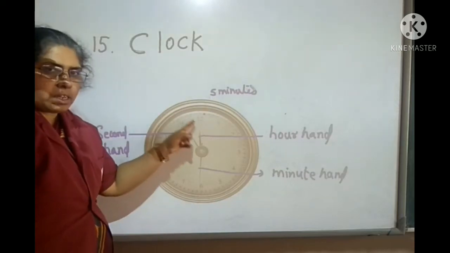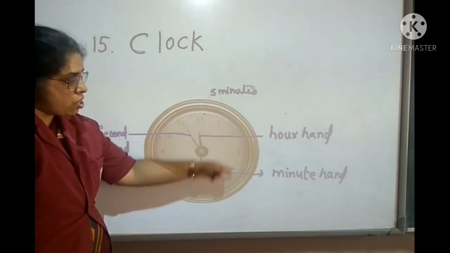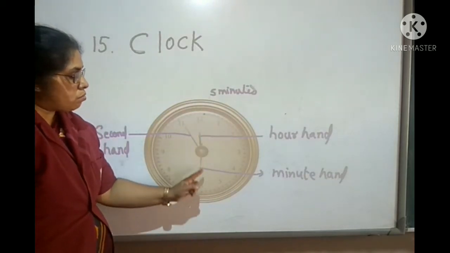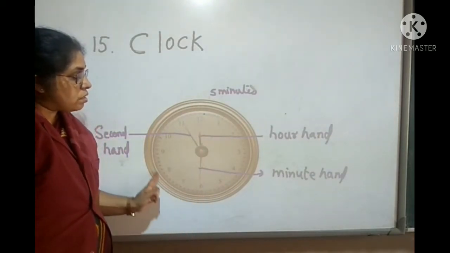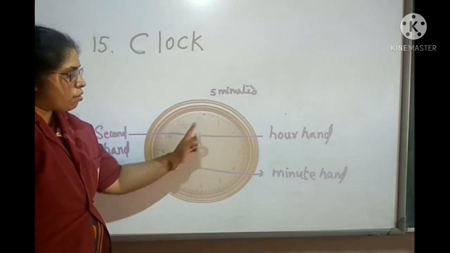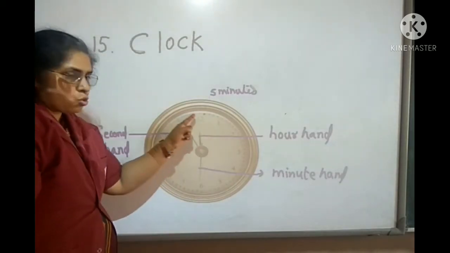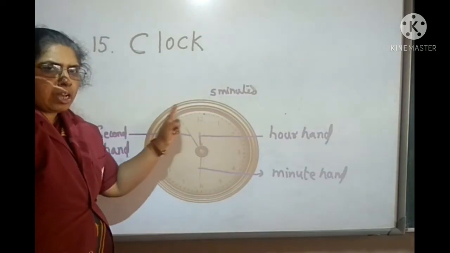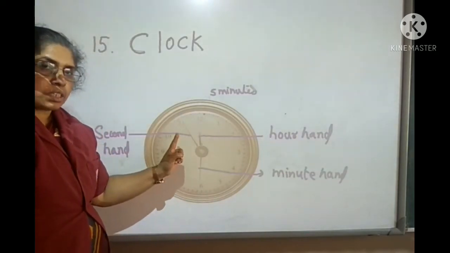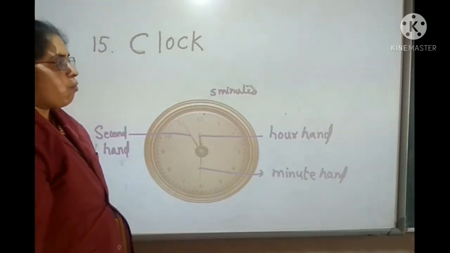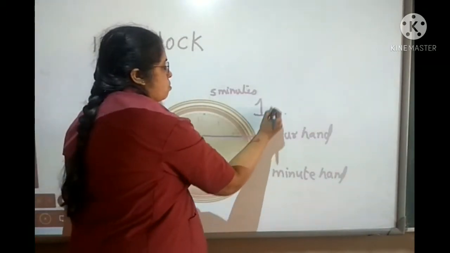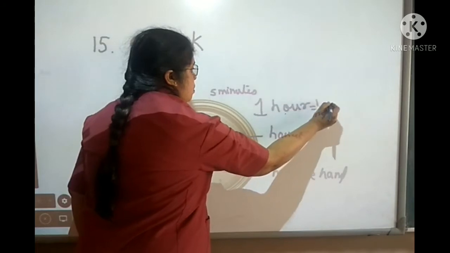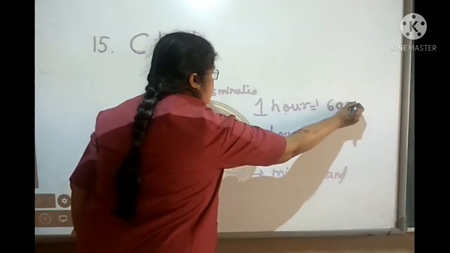Total 60 minutes are there. That is, total 60 minutes means 1 hour. If this minute hand rotates from 12 around to 12 again, that means 1 hour is completed, and 1 hour is equal to 60 minutes.